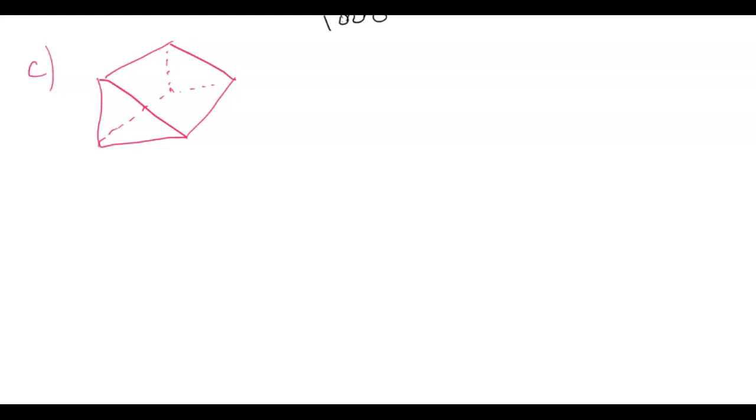Okay, so there it is. Highlight your constant cross section. So there it is, that triangular part there. So we do the area of that triangle, which is a half base times height, and then we multiply it by the length.